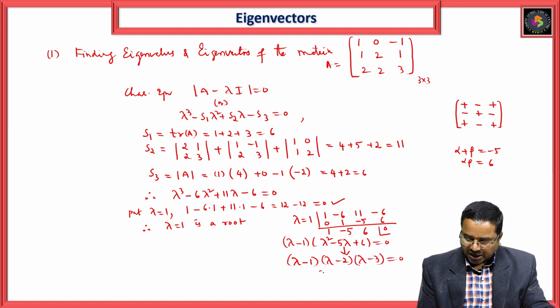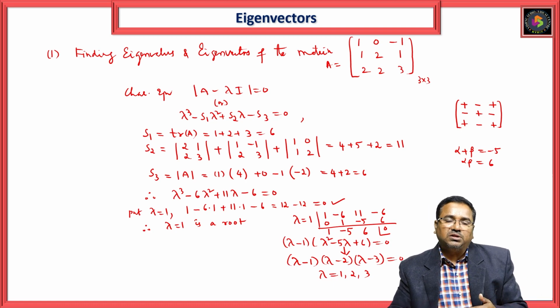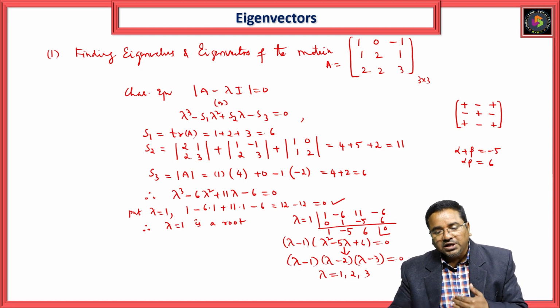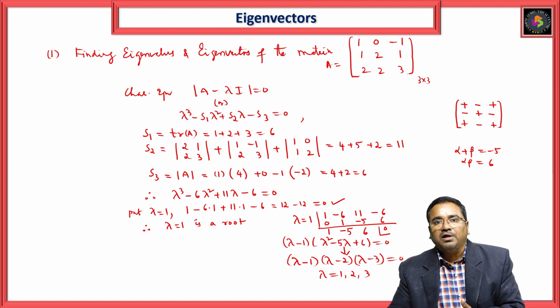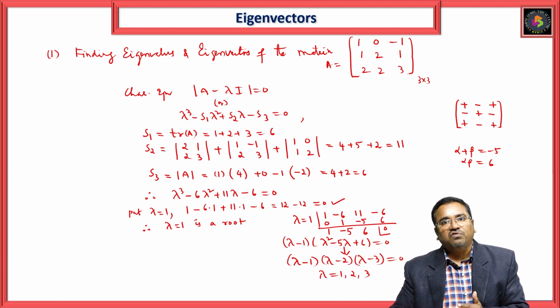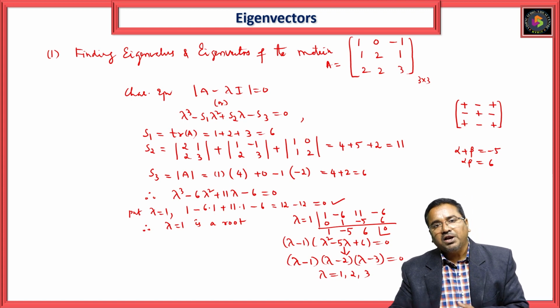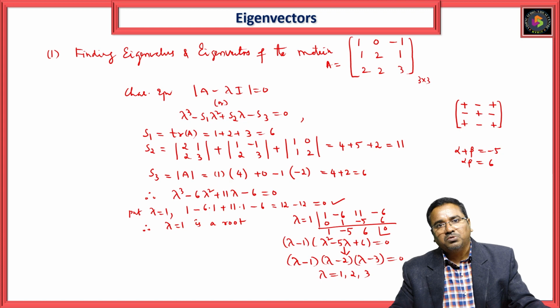Therefore, lambda is equal to 1, 2, 3 are the roots of this equation. Roots are nothing but the eigenvalues of the matrix. Everyone has to remember this in the examination also: after getting these eigenvalues, you compulsorily have to verify whether the obtained eigenvalues are correct or not. For that, you have to use the properties of eigenvalues. We have two properties to check. If the two properties are satisfied, the obtained eigenvalues are correct.